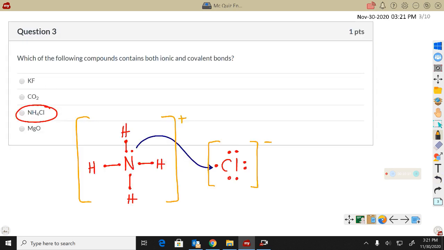Awesome. Question 3. Which of the following compounds contains both ionic and covalent bonds? This is going to be what happens when you have polyatomic ions. Polyatomic ions are all non-metals, and I should say mostly non-metals, and they look like little formulas, and they often involve some kind of covalent bonding.